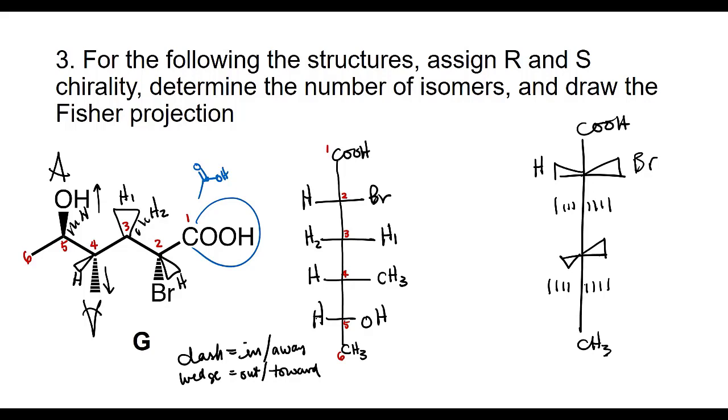So this way, because it's into the page, it's like this. Because it's into the page, the bromine is going to be on my right. That's it. I don't know if I can.